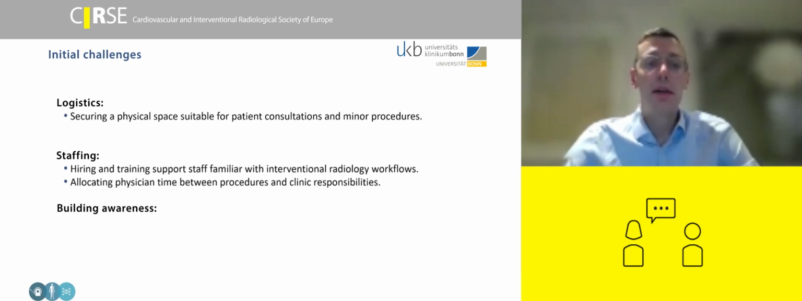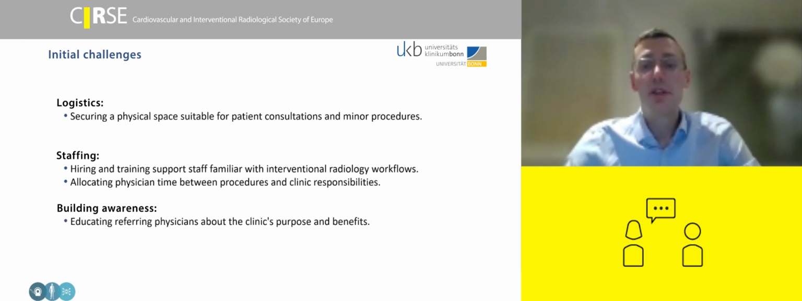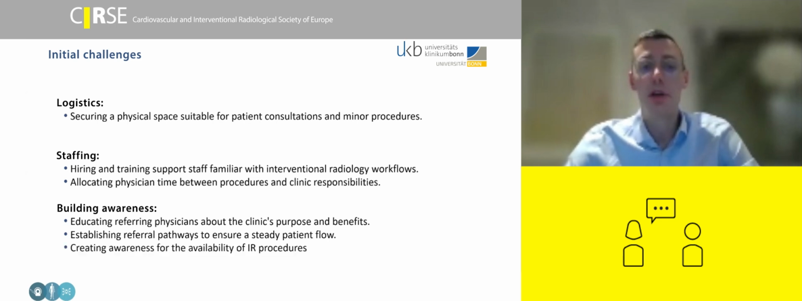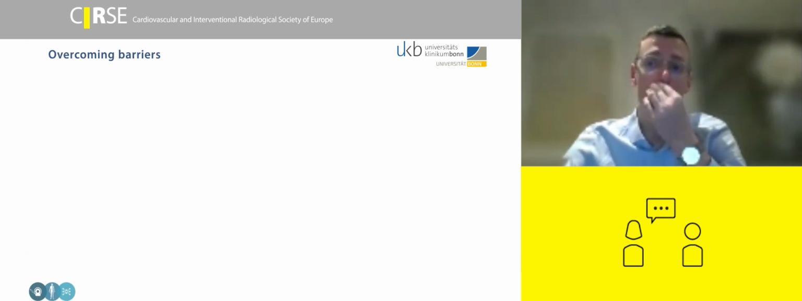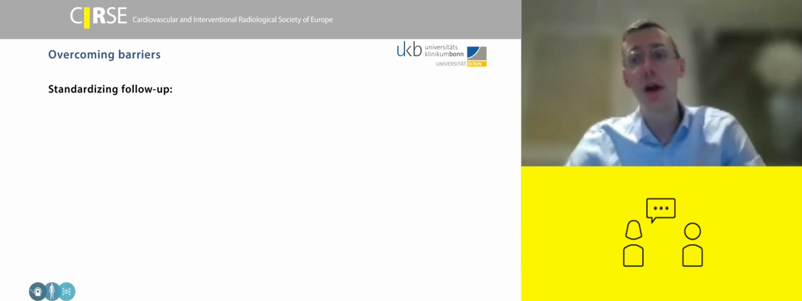You need to build awareness for what you're doing. So you need to educate referring physicians about why it's important that you have your outpatient clinics and why it's probably also positive for other referrers for you to have an outpatient clinic. You need to establish referral pathways to ensure a steady patient flow, maybe even increase your IR numbers if you want to. And you want to create awareness for the availability of the IR procedures that you offer at your institution.